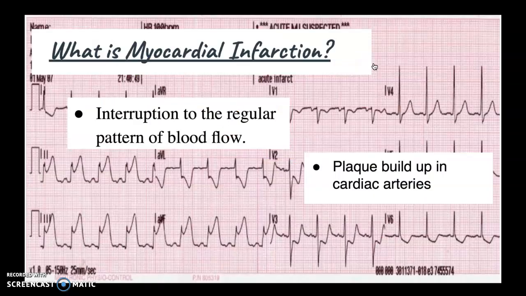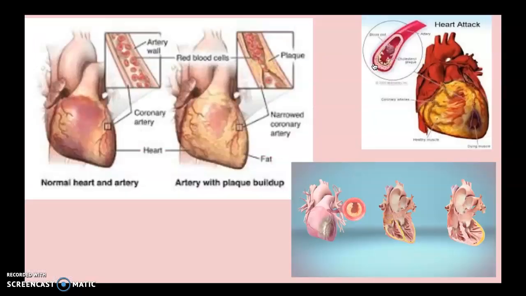What is myocardial infarction? This is the interruption to the regular pattern of the blood flow in the body. This interruption occurs when cholesterol, calcium, or plaque builds up in the cardiac arteries, creating blockage, which you'll see in the lower left image right here. This is the artery, and this is all the buildup. And this is the narrowing of the arteries, and this results in a lack of blood flow to the heart.